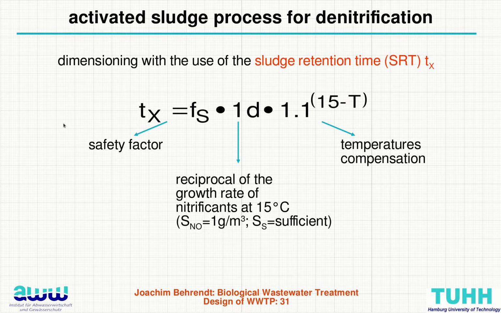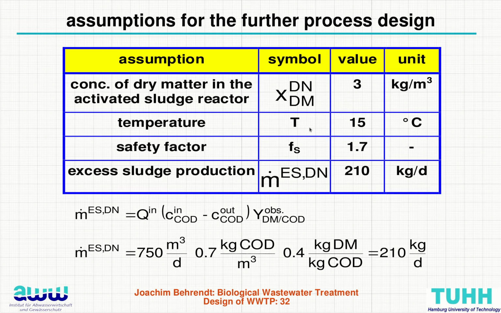Then we can calculate the sludge retention time, but now we have to have a look. This is wrong, not for the nitrificants. This has to be changed. I will do this. This is for the heterotrophic microorganisms. They have higher growth rates, they are growing faster, but also at small concentrations. We have the same safety factors and temperature compensation.